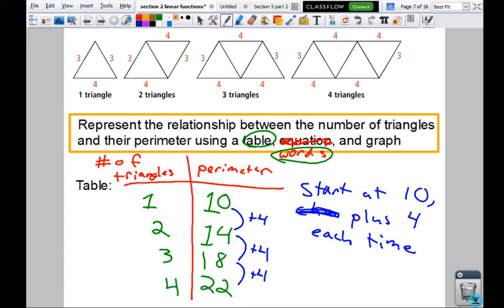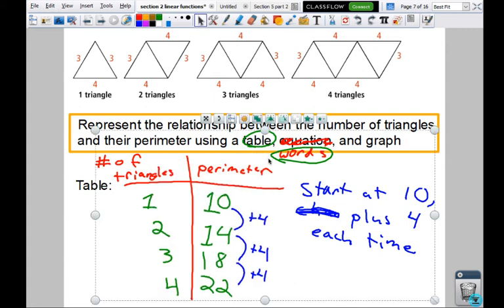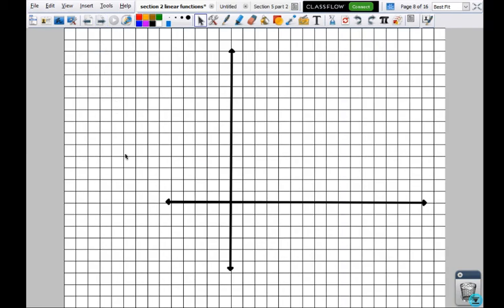And then last thing we're going to do is we are going to graph this. So give me a second because I can't just look at the other slide. I got to copy and paste it here real quick.